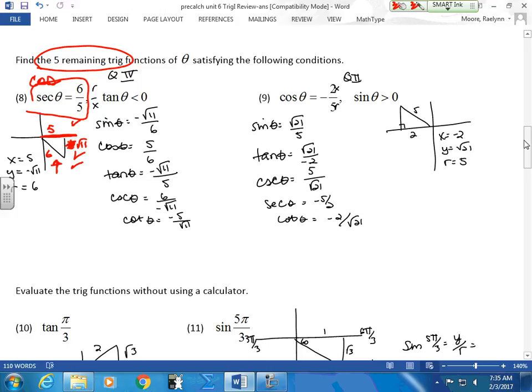Good. I do the same thing over here. I say, where is cosine negative? Cosine is negative wherever my x is negative, in 2 and 3. So which one do I need? I want the one where sine is also positive, and that would be right here in 2. 2 and 1, so they overlap in 2. So my angle resides in quadrant 2. I drop my triangle, I label my X over my R, I find my missing part, I set it all up, and find all my pieces.